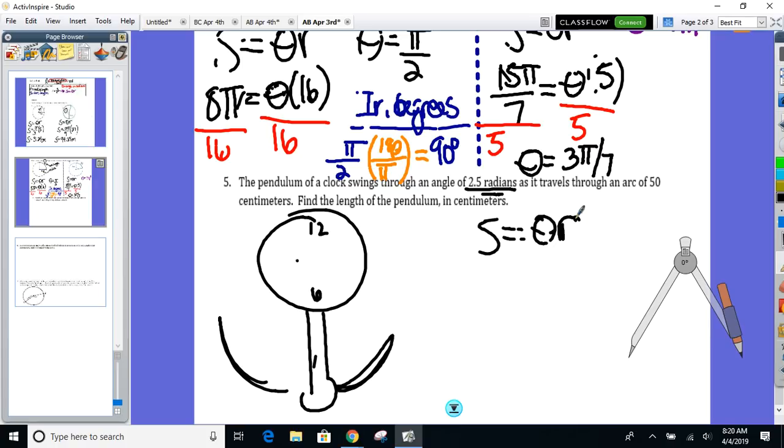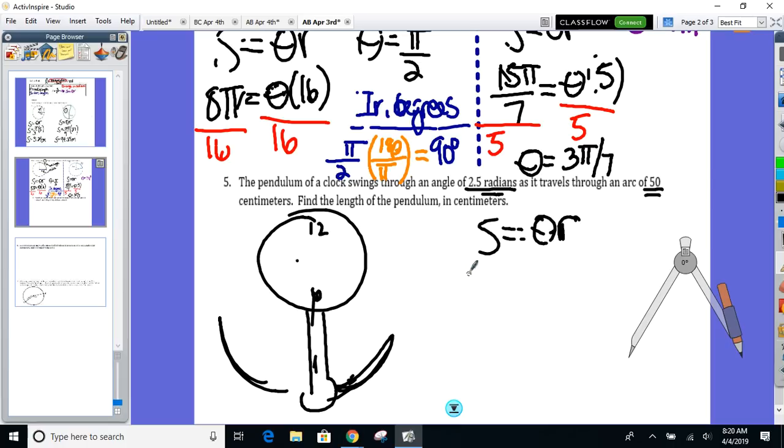Travels through an arc of 50. So there's my S value. Find the length of the pendulum. Now, it doesn't come out and say the word radius, but the length of the pendulum, if you take a look here, is the radius length of this circle that's being formed when the pendulum goes back and forth.